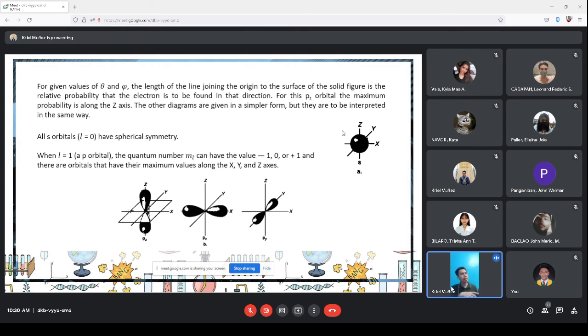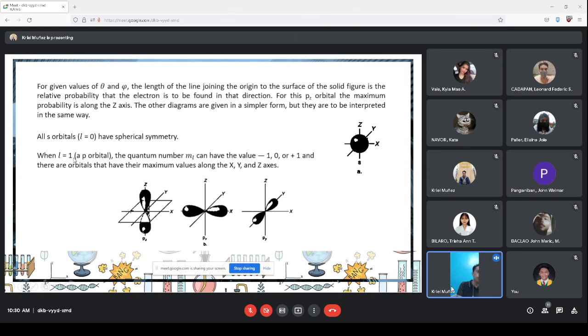So same lang din, pwede mo siyang i-apply sa sphere. Yung diniscuss natin kanina, applicable lang yun sa mga spheres, right? Yung diniscuss natin sa principal quantum number. But for this one, this is a more general way on how you would come up with the accurate representation in 3D space of these orbitals.